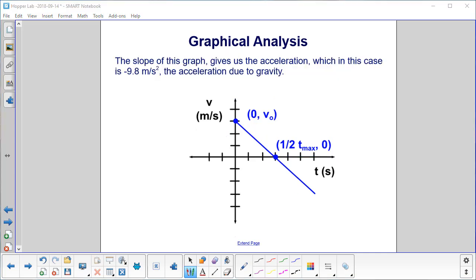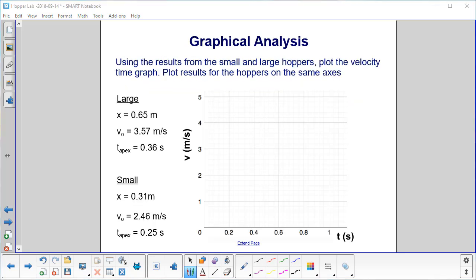Since this is a velocity time graph, when we take the slope of the line, and the slope is rise over run, right, or delta y over delta x, we have v over t, which is the acceleration. And in this case, since the hopper is in free fall once it's launched, the only acceleration is due to gravity. That's the definition of free fall. The acceleration and the slope of the graph should be negative 9.8 meters per second squared.